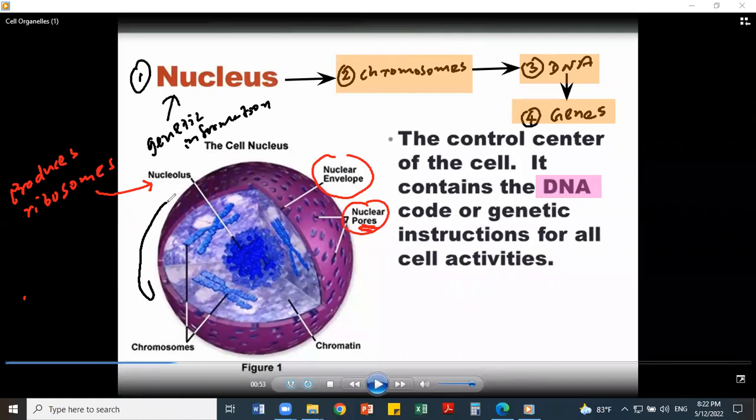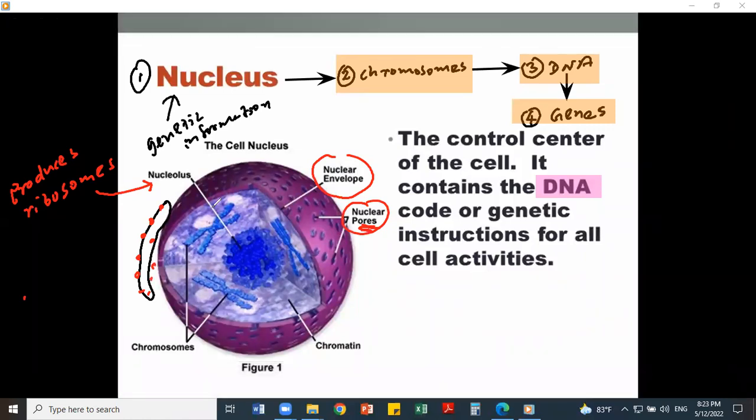the, if you take here, they get attached to this, and then we call it what? Rough endoplasmic reticulum, like that. I have not given that here. Around the nucleus there's a network-like structure. We call it rough endoplasmic reticulum. Why is it called rough? When the ribosomes attach to it, we call it that.